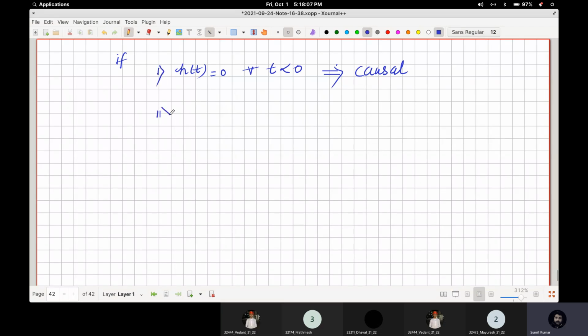The second one is that if h(t) can be expressed in this form, k times delta(t), in this case for continuous time, so k times delta(t), it is going to be an instantaneous system.